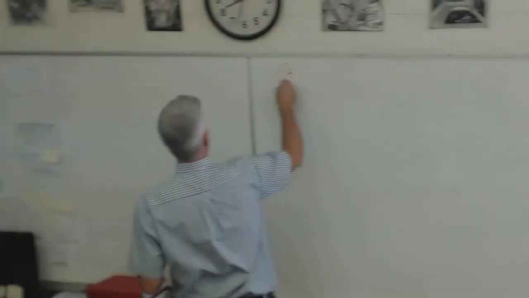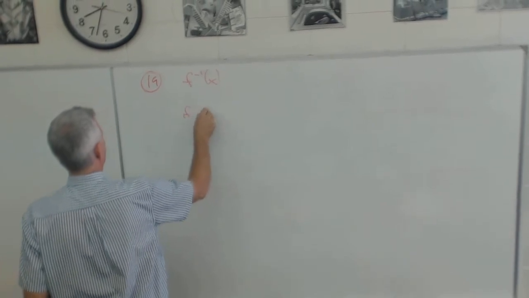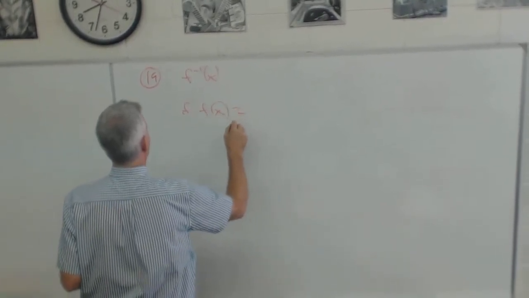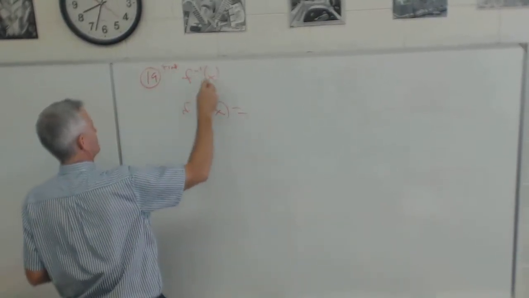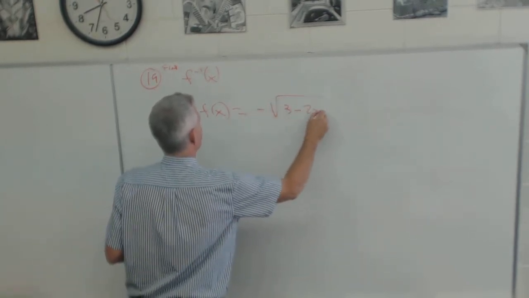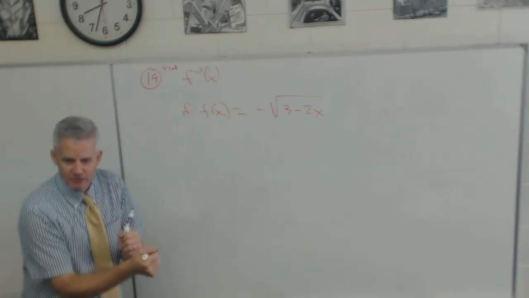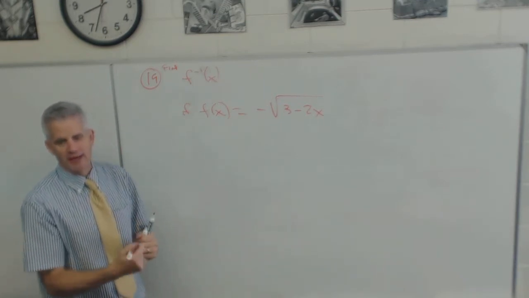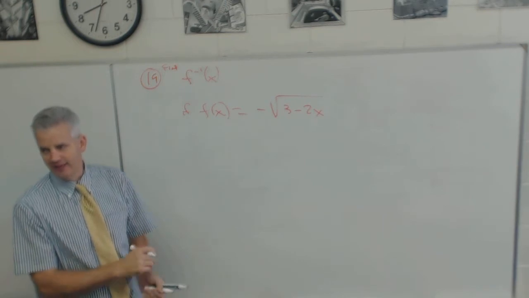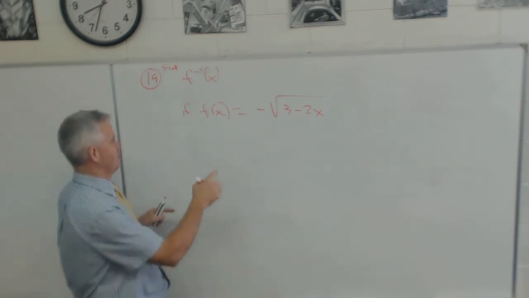Spencer, 19. Find a formula for f inverse of x and state the domain of the function f inverse. f of x equals negative the square root of 3 minus 2x. By the way, a function and its inverse, you swap the domain and you swap the range. I think you learned that. You swap the domain and range between a function and its inverse.